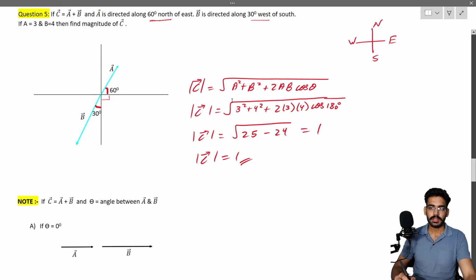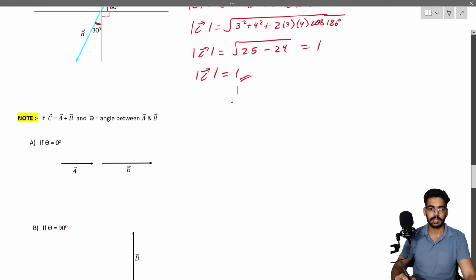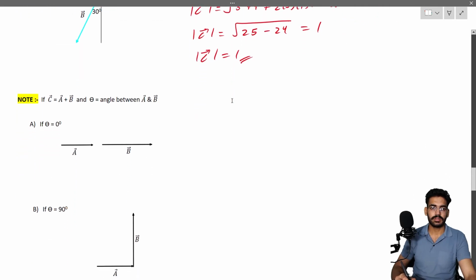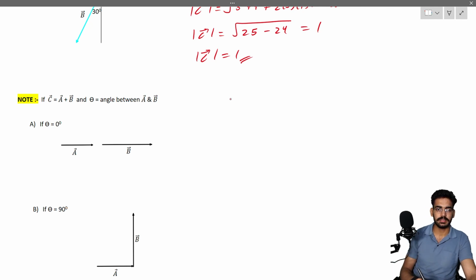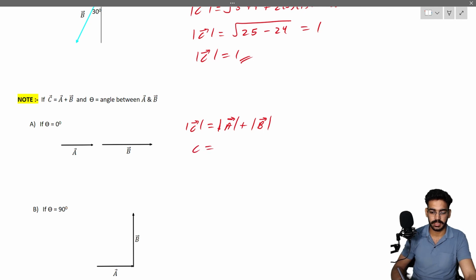Understood? Now let's see the next thing. If C vector equals A vector plus B vector and theta is the angle between them, then this is the standard case we are solving. If theta is 0 degree, you put the 0 value. You will get A square plus B square plus 2AB, so the magnitude of C is gonna be the magnitude of A vector plus the magnitude of B vector. Their magnitudes are gonna be added directly.